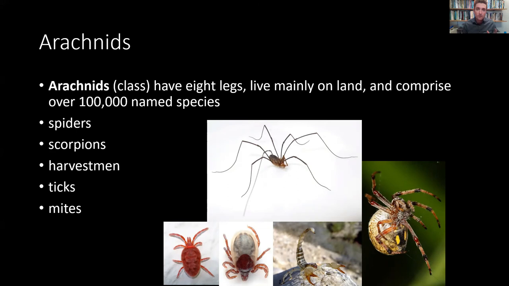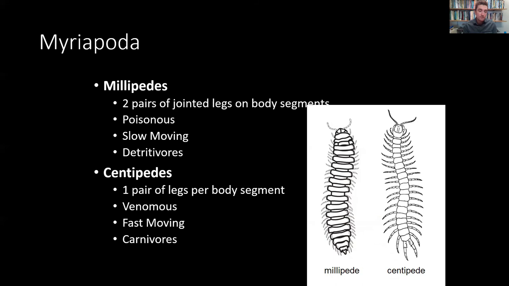Millipedes have two pairs of legs on each body segment. They are poisonous, meaning if you eat them, you will be poisoned. They're usually slow moving and they are detritivores, meaning they're decomposers. They eat decomposing plant material.